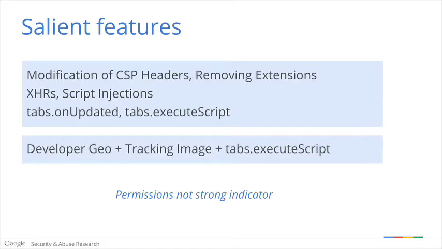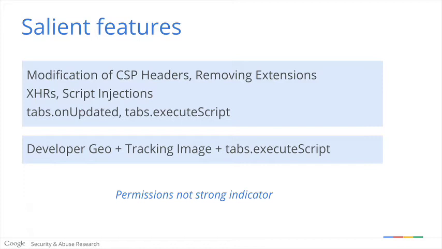Some of the interesting features that we've picked up along the way are related to behavior. For example, extensions that modify security-related headers, such as CSP, or extensions that remove other extensions. These behaviors are strongly related to malicious extensions, so they have a very high precision, meaning if we see this behavior, this extension is most likely malware. On the other hand, they have low recall, meaning we don't see this behavior very often in malicious extensions.